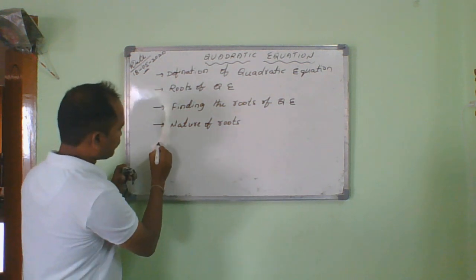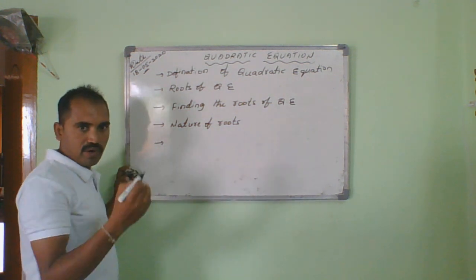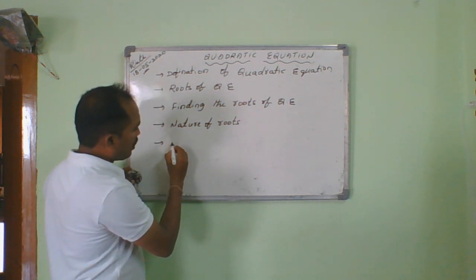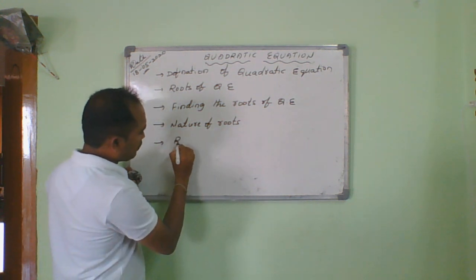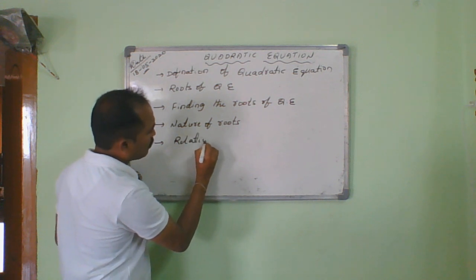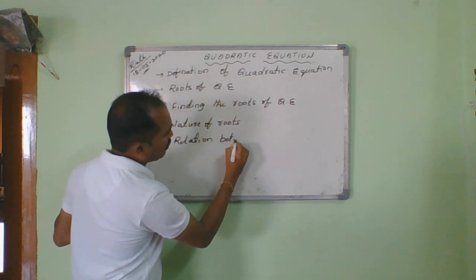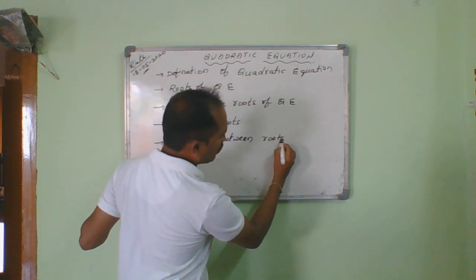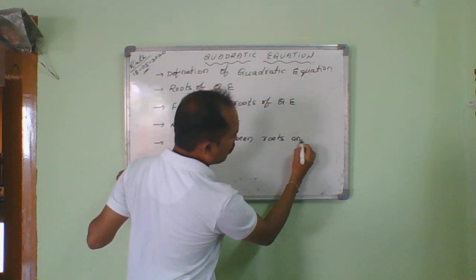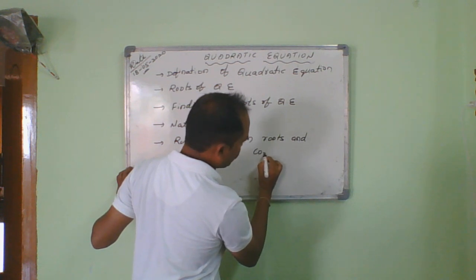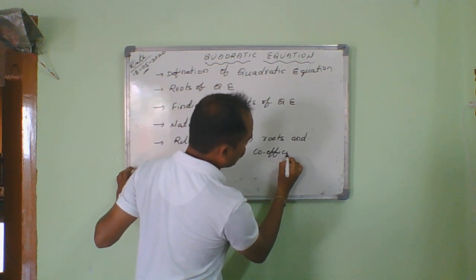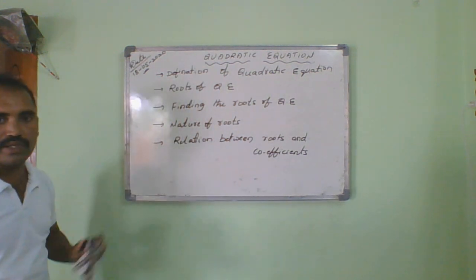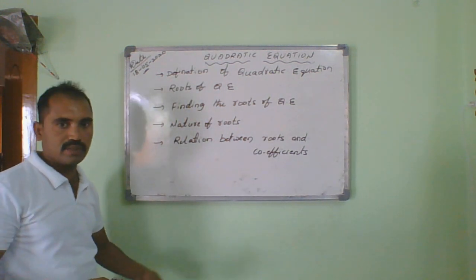Next one we can have the relation between roots and coefficients. What is the meaning of coefficient? It's a factor of the term.